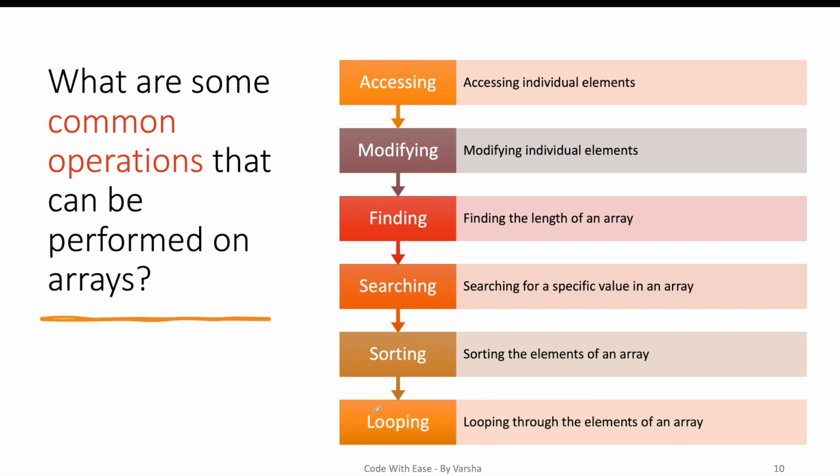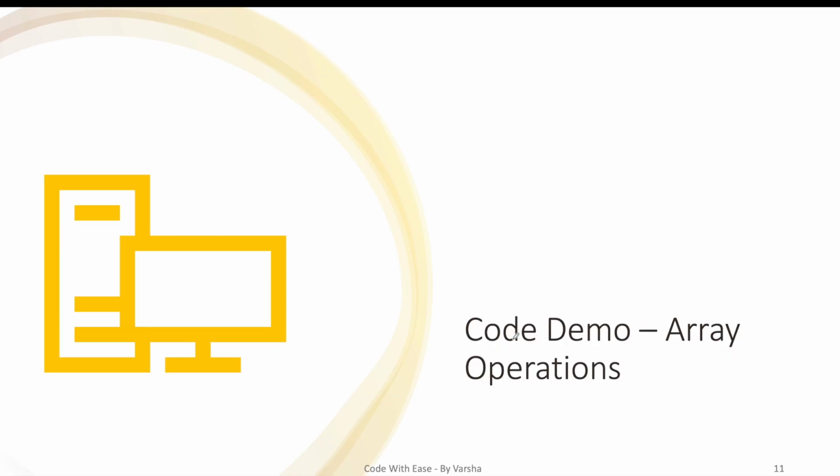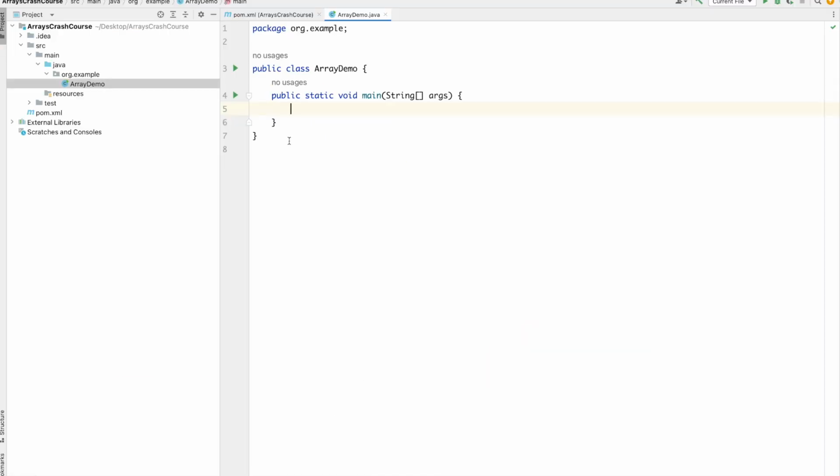Then looping. Looping is the most basic and essential concept that you have to know, because unless you are able to traverse or loop through the elements of the array, you will essentially not be able to do any complex task. Now with that, let's move on to see the code demo of all the different operations along with the time complexity. So now let's do hands-on of the different operations.